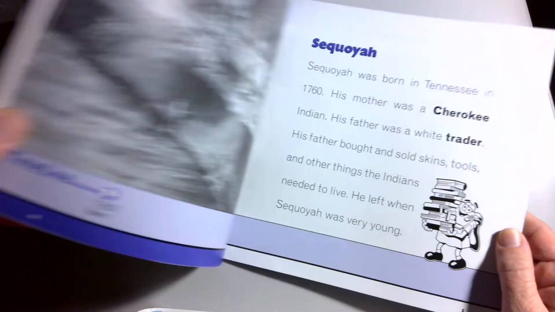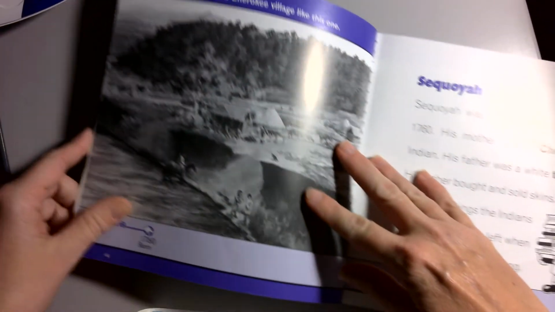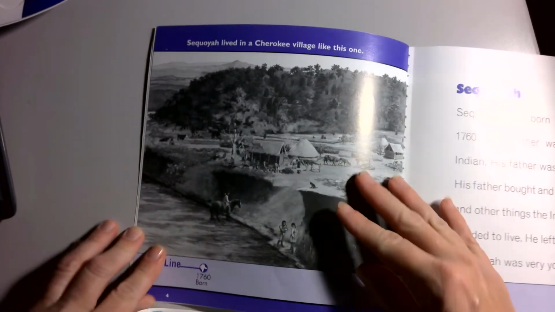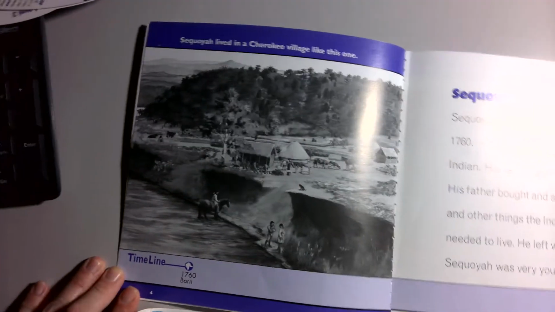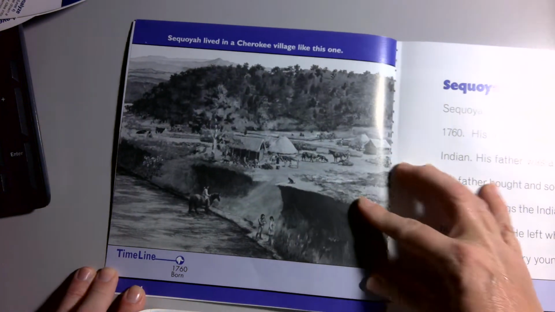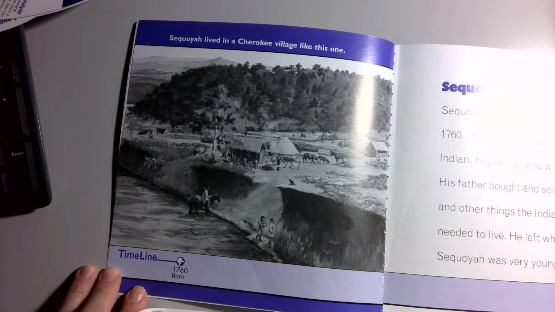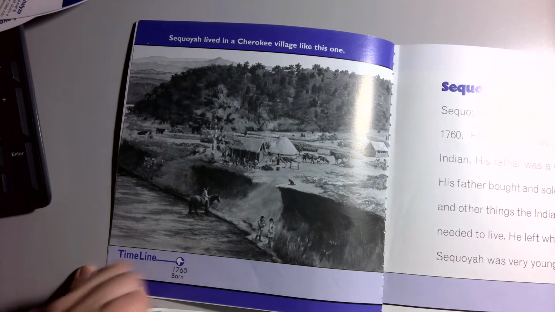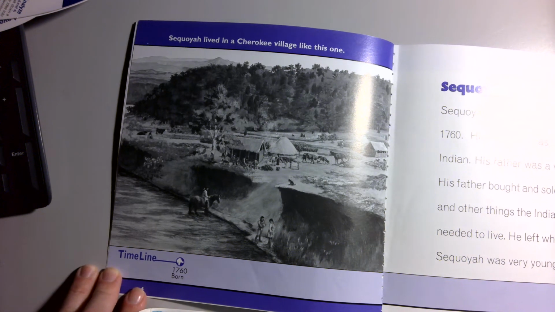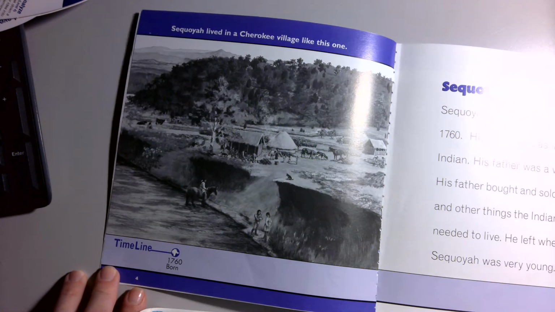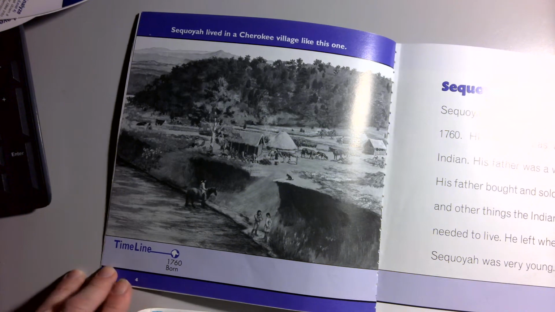Okay, so as I get back to the story, I'm going to open up past the table of contents for the first page. And look at the first picture that I see here. Okay, the caption says, Sequoyah lived in a Cherokee village like this one. Wow, and I'm noticing several things in the picture, like the housing, and I see animals and people. And it shows me at the bottom here a timeline. And it says born in 1760, and I know that's when Sequoyah was born.